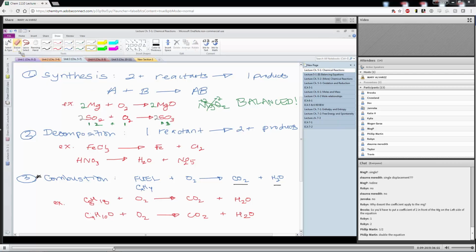So now we can just review it and ensure that our reaction is indeed balanced. 2 sulfur atoms on the left, 2 sulfur atoms on the right. Excellent. 2 times 2, that's 4 oxygens plus 2 oxygens gives me 6 oxygen atoms on the left. And 2 times 3 gives me 6 oxygen atoms on the right. Hooray, it's balanced.